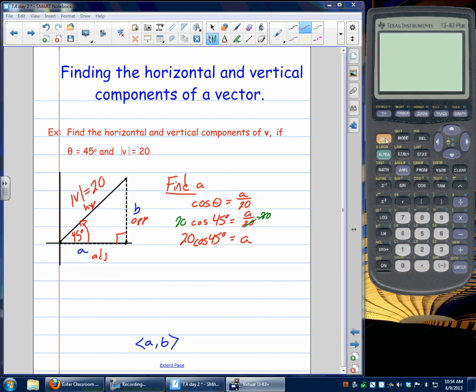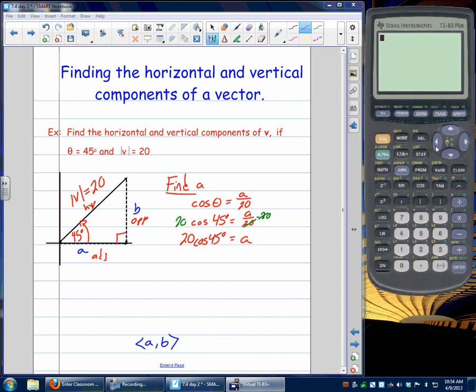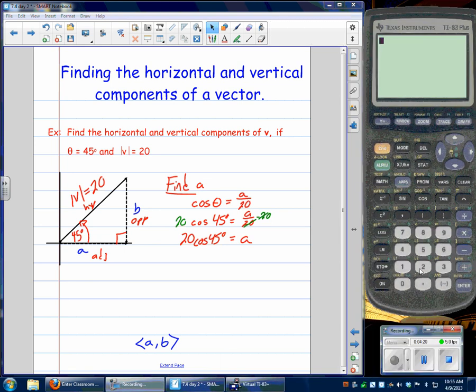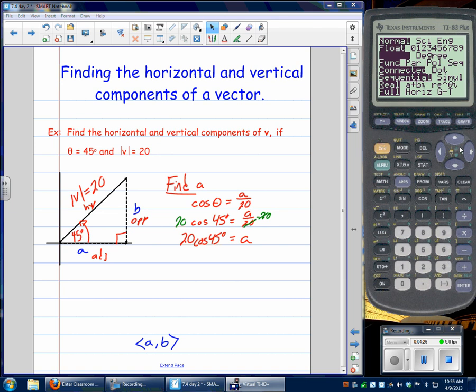Check your mode. What's going on here? The calculator is not functioning properly. Time up. Okay, here we go. We've got 20 times... oops, I've got to switch my mode here. Make sure we're in degrees. And now we can go ahead and type that in.